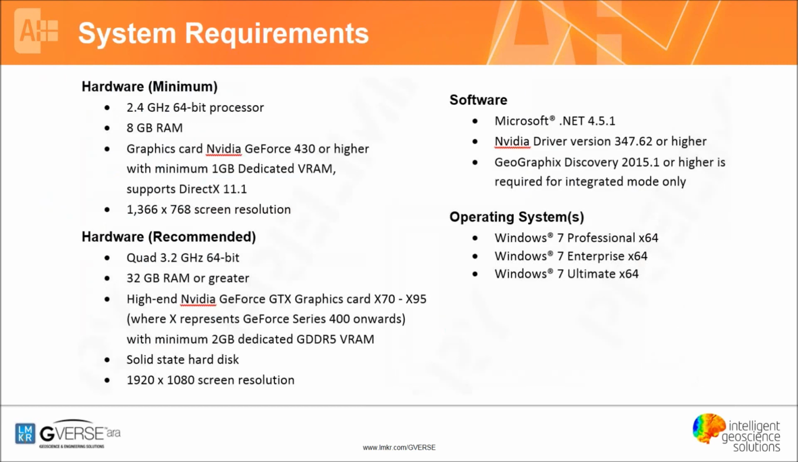These are the requirements that you have. Because all our on-the-fly attributes are done using the GPU, you need a very good graphics card. The minimum you must have is an NVIDIA GeForce 430 with 1 GB dedicated VRAM. But we recommend a higher-end card, which is basically an X70 or an X95, with a minimum of 2 GB dedicated RAM. And it works on both Windows 7 and Windows 10. That's not listed here, but we do support Windows 10 as well.